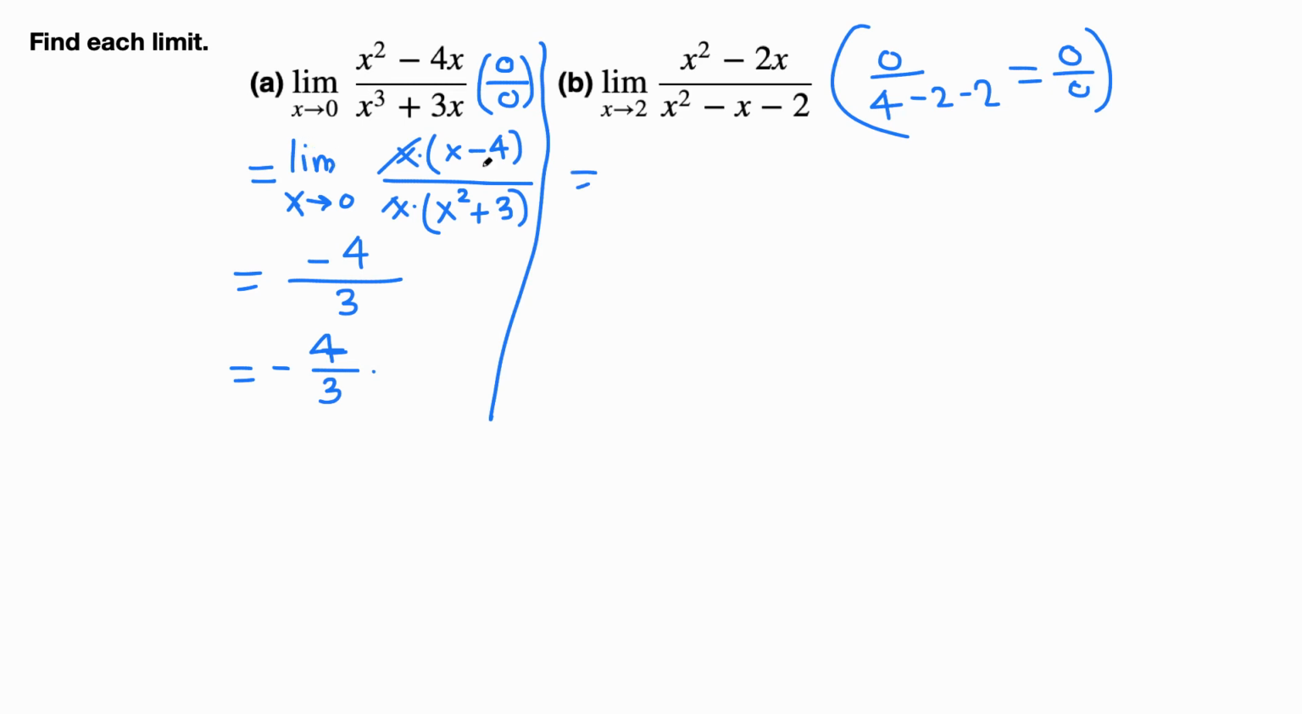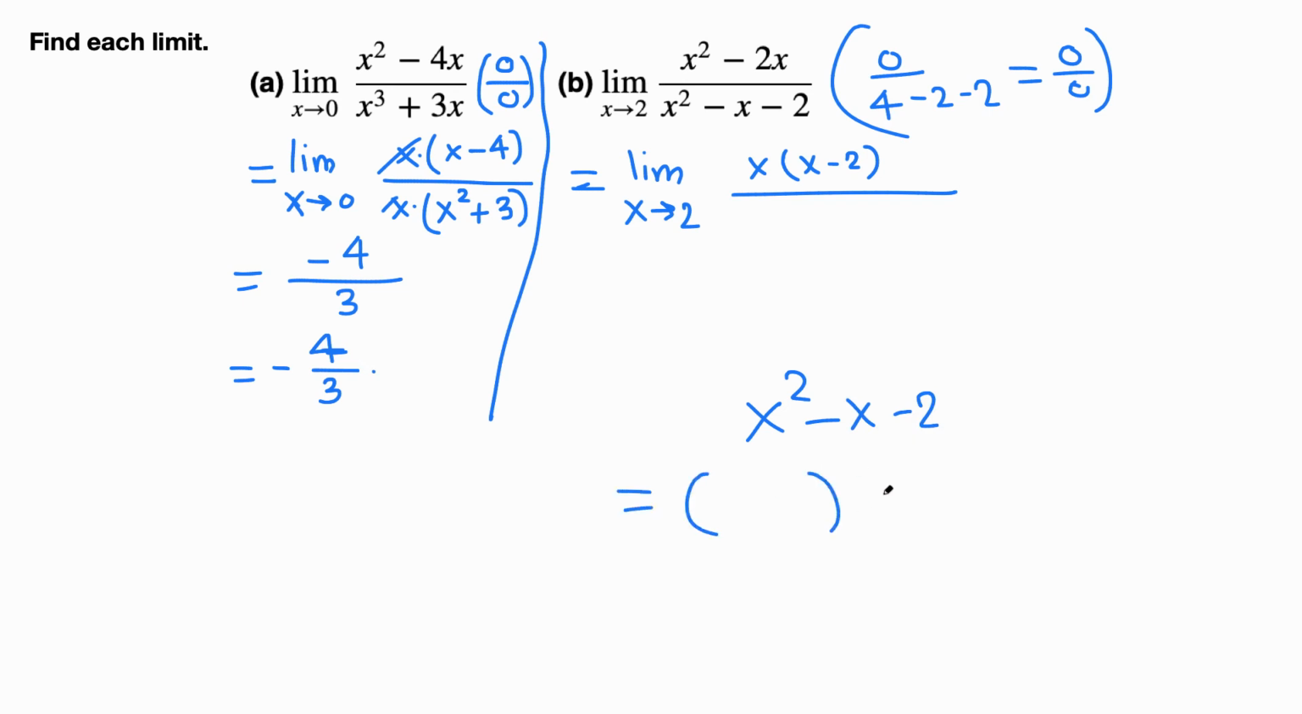So like in part A, all we have to do is simplify. Simplify means factor the top, factor the bottom if possible, and cross out the common factors. On the top, like here, we can factor x out, that leaves x minus 2. But on the bottom, this is x squared minus x minus 2, a quadratic trinomial. It factors as a product of two binomials.